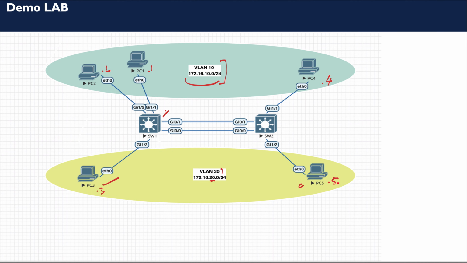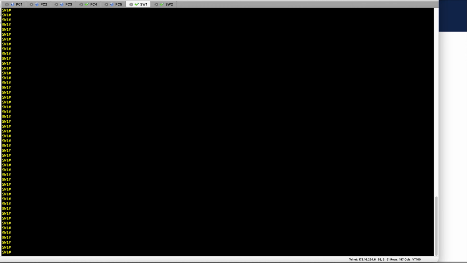So let's start by running some validation before we get started. And actually one thing that you could do is to take a snapshot of this topology so you can have it on the side and refer to it as and when needed. So let's hop into our sessions. This is where I have my PCs, PC1, 2, all the way to PC5, switch 1 and switch 2. So let's hop into switch 1.